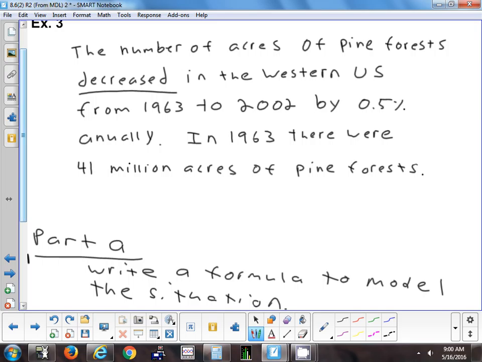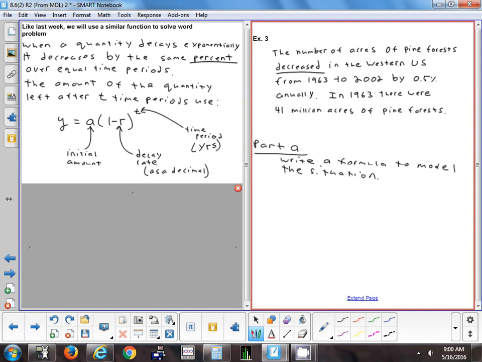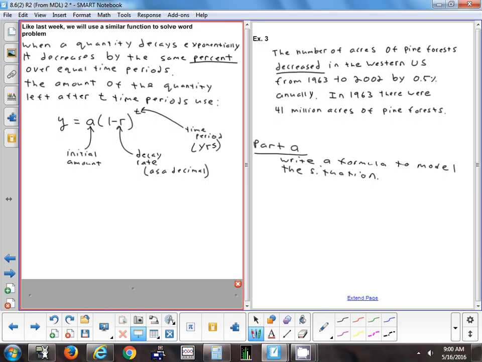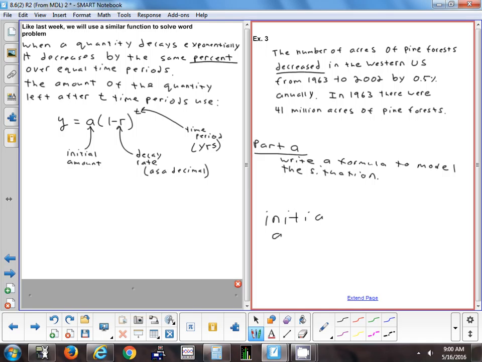So, a few things we need to figure out to write a formula. First thing, I need an initial amount. Reading that word problem, do I have an initial amount of forest that I'm starting off with? What is my initial amount of forest? Yeah, 41 million acres. I'm just going to write initial amount is 41. And remember that represents million. I'm not going to write out 41,000,000. I'm just going to write the number 41. That's 41 million acres. All right, so I got that.